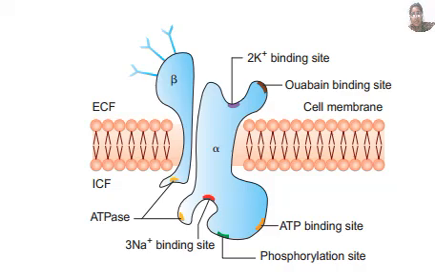This energy liberated is believed to cause conformational changes in the carrier protein molecules, which pump the sodium out into the extracellular fluid. This is followed by binding of 2 potassium ions to the receptor site on the extracellular surface of the carrier proteins, as you can see in this diagram.